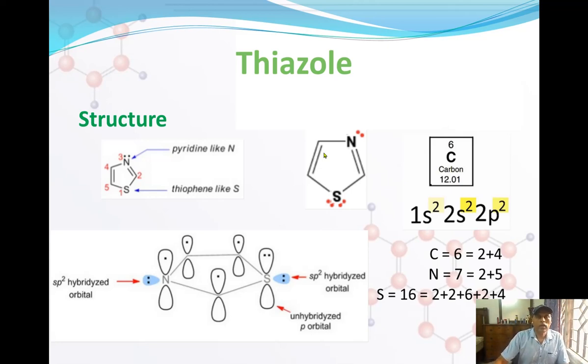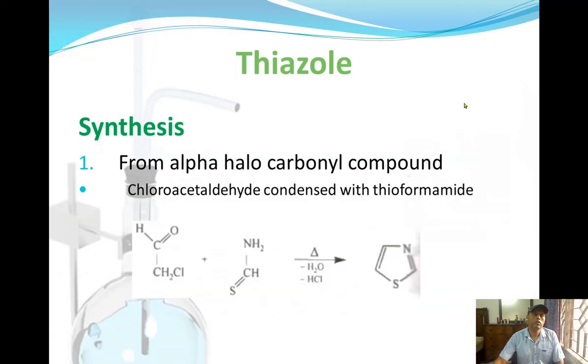an aromatic compound. In this structure, you can see on the S it says thiophene-like. The sulfur will behave like thiophene, and the nitrogen over here is going to behave like a pyridine. That's why it's called a pyridine-like nitrogen. So that is about the structure. Next we will go for the synthesis.